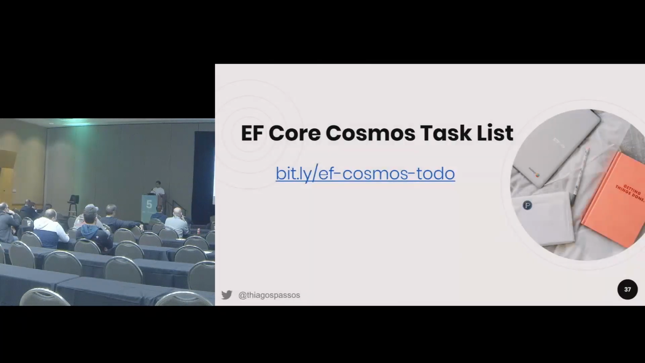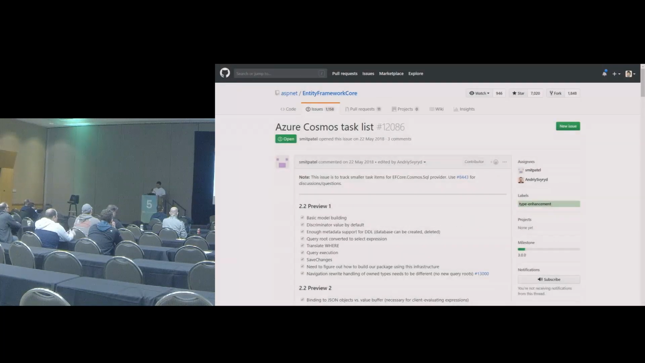All right, so that's the implementation of the EF Core provider for Cosmos DB. And if you want to know more about this provider and how they're progressing, I created a Bitly link so you can have a look. So it's a Git issue that you can go ahead and check out. So they have a lot of features already implemented. So if you want to use that even in production, just go ahead and use it.